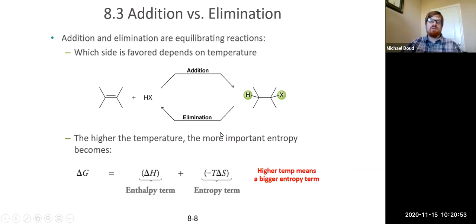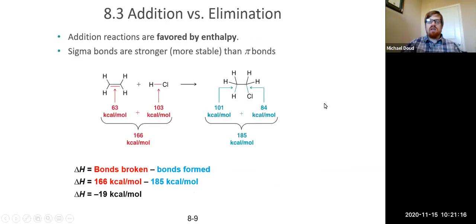using thermodynamics in particular. So remember, the Gibbs free energy equation tells us that the delta G of a reaction is equal to the change in enthalpy plus the negative of the temperature in Kelvin times the change in entropy. So the higher the temperature is, that's going to increase the importance of this entropy term. So the higher the temperature, the more important that entropy becomes. Now, let's look at that in the context of this reaction.